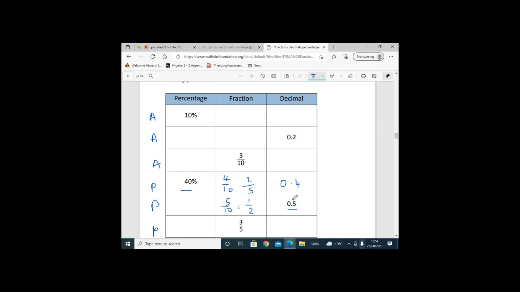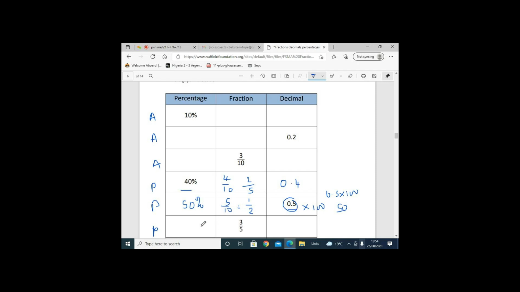So you can also change this one to a percentage. Multiply by 100. 0.5 times 100 gives you 50, so it's 50%. That's it. Yeah, I got the percent, but I didn't get the fraction.